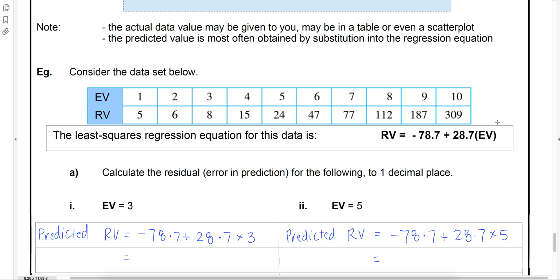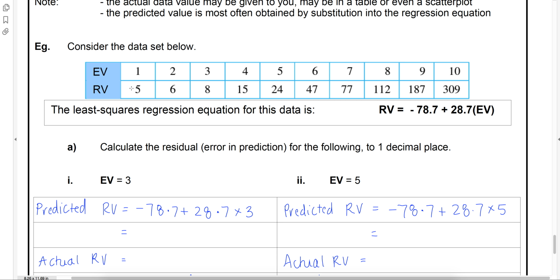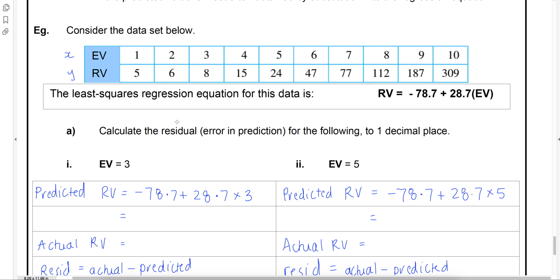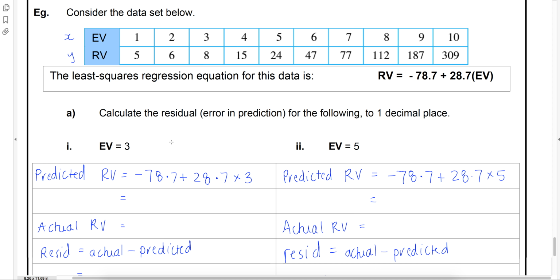We've got EV values, RV values. These might be called, of course, X and Y sometimes. In this particular rule, we've used RV and EV, so you've got that the RV is equal to this multiplied by the EV. So we've got the actual, and we need the predicted. I'll show you what we would do to calculate a residual.